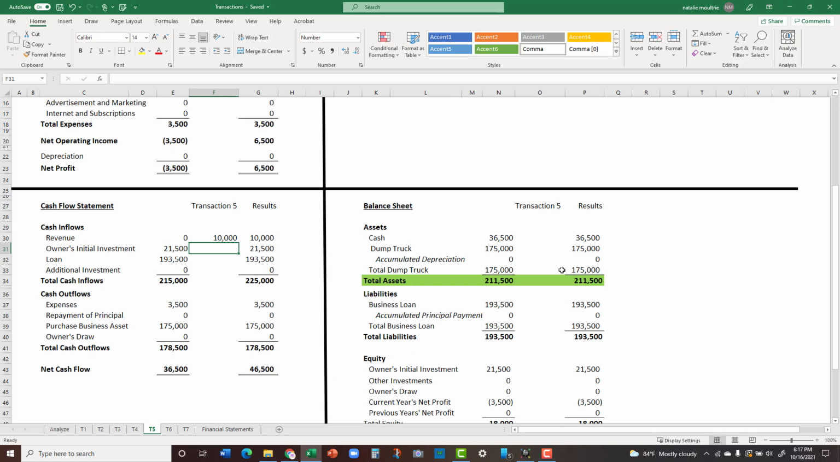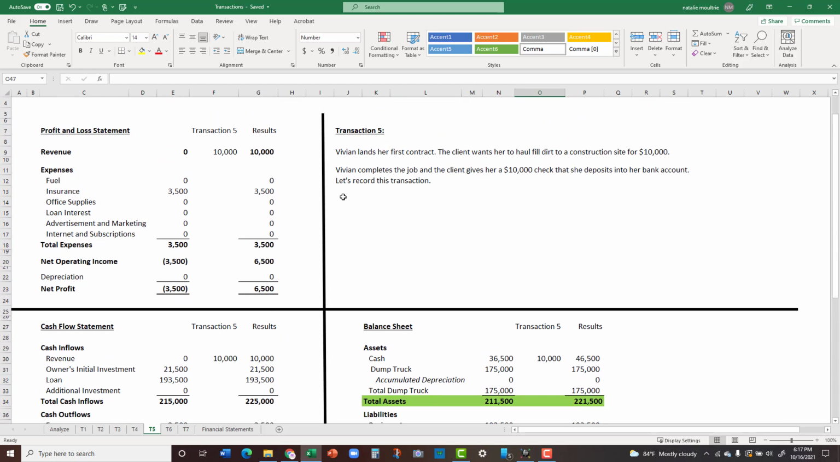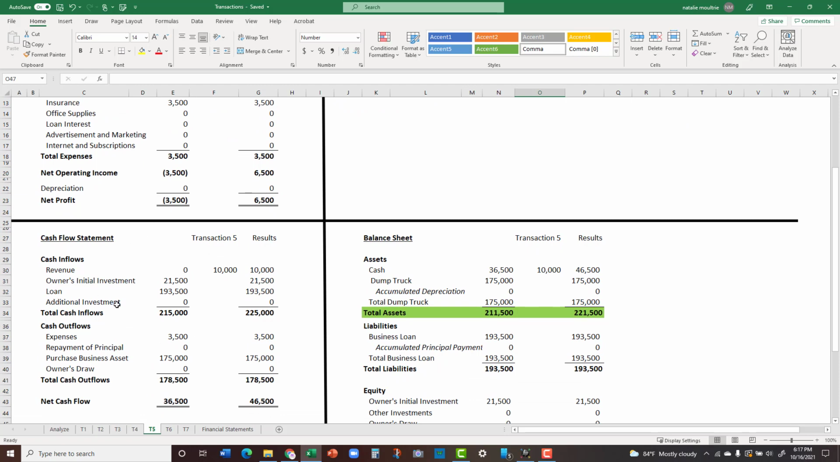Now this also impacts our balance sheet. We're going to increase our bank balance again at $10,000, and also we increase the net profit in the business. All right, just to recap. Whenever we have a payment that comes in from our customer, that's going to impact our profit and loss statement as we continue to build our statements. It's going to impact our cash flow statement as well as our balance sheet.